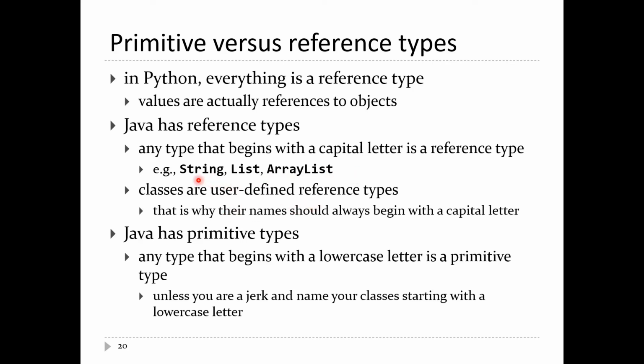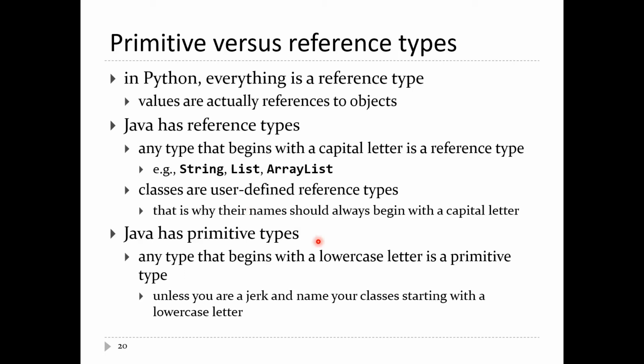So things like String and List, or well, String and ArrayList, those are actually examples of classes. And a class is just a user-defined reference type, right? And that's why I told you your class names should always begin with a capital letter, right? So Java programmers are used to looking for things that begin with capital letters to identify reference types.